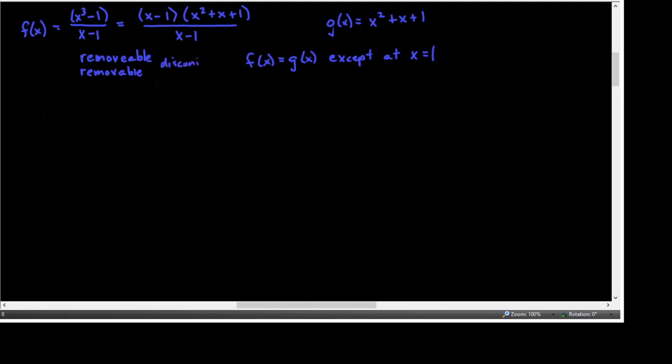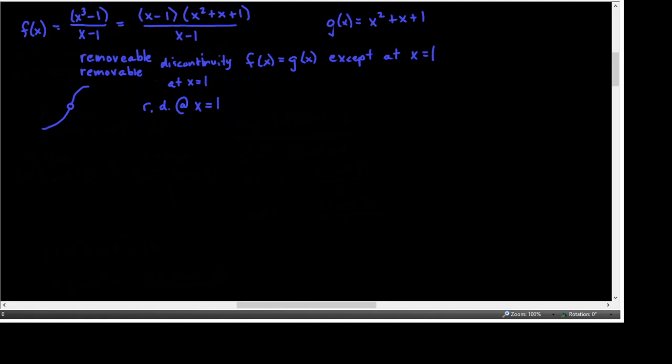We'd have a removable discontinuity at x equals 1. That's the way I'll get away with not knowing how to spell some things. If you'll remember, we saw this earlier. A removable discontinuity is a place where there's just a missing value for a given x, and it's just a hole in the graph.